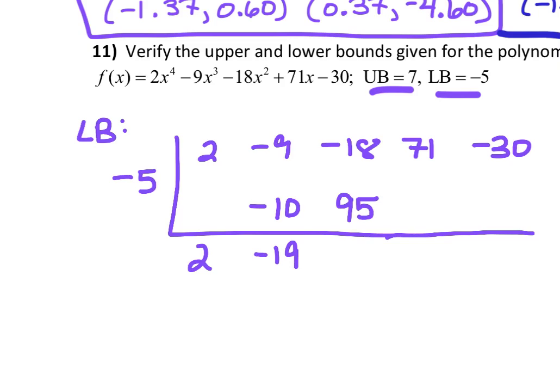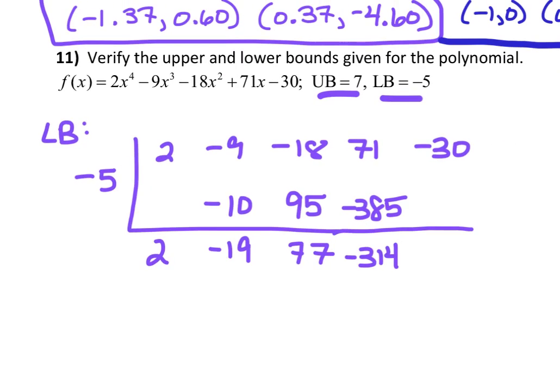-18 plus 95 is 77. 77 times -5 is -385. 71 plus -385 is -314. -314 times -5 is 1,570. -30 plus 1,570 is 1,540.